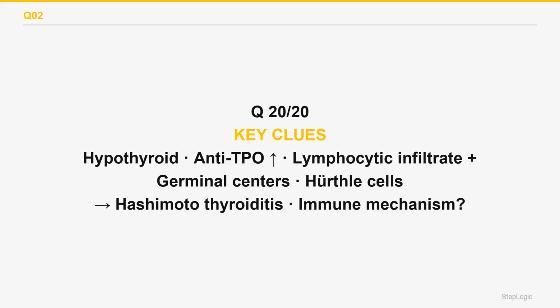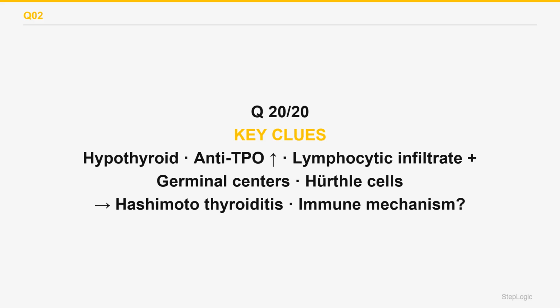Anti-TPO and anti-thyroglobulin antibodies cause killing of thyroid follicular cells via type 2 hypersensitivity, and recruit NK cells via ADCC, antibody-dependent cellular cytotoxicity. Simultaneously, CD4 plus T cells help drive cytotoxic T cell killing of thyroid follicular cells. The dense lymphocytic infiltrate with germinal center formation confirms active antibody production and B cell activation within the gland. Hürthle cells represent a metaplastic response of injured follicular epithelium.